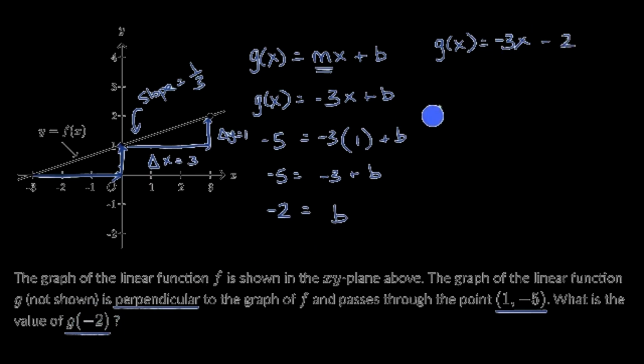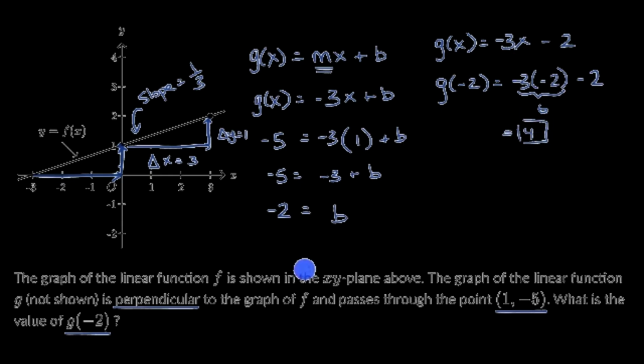And now we just go back and say, all right, then that means g of negative 2 is going to be negative 3 times negative 2 minus 2. Well, that is 6 minus 2, which is equal to 4. And we are done. Now, there's other ways that you could approach this.